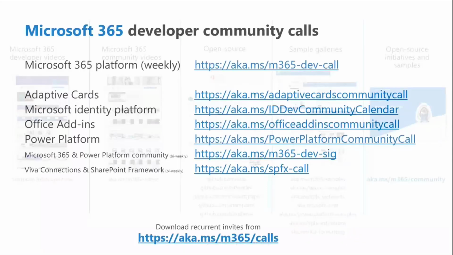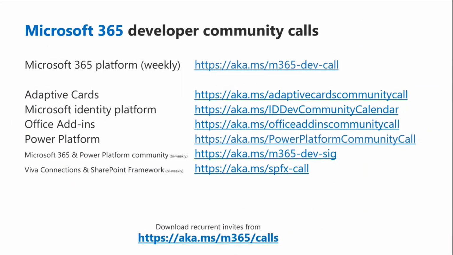We have plenty of community calls, almost on a weekly or bi-weekly basis. For example, we have the weekly Microsoft 365 platform call, and here you can find the link to register and to dig into that one. We have calls about adaptive cards, the identity platform, Office add-ins, and the Power Platform, as well as a PnP community, we have a couple of bi-weekly calls. One is this one, the Viva Connections and SharePoint Framework one, and the other one is the Microsoft 365 and Power Platform community. So register for those calls, save them in your agenda, and contribute to the community.